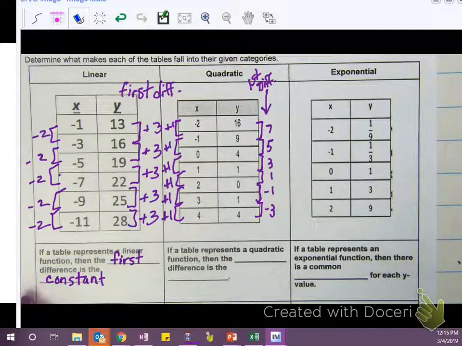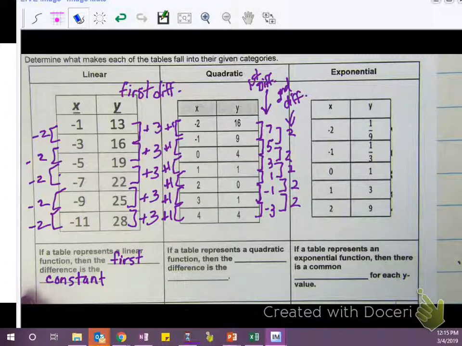What is 7 minus 5? What is 5 minus 3? What is 3 minus 1? 1 minus negative 1. And negative 1 minus negative 3? 2. If the second differences are constant, then it's quadratic.